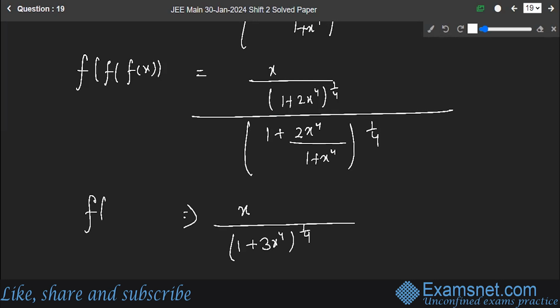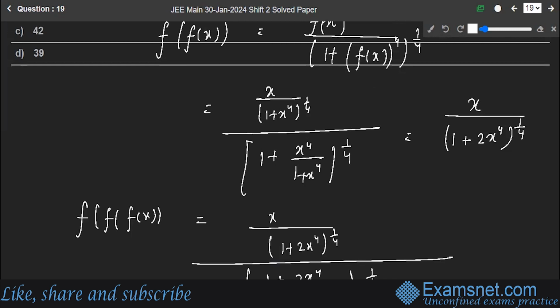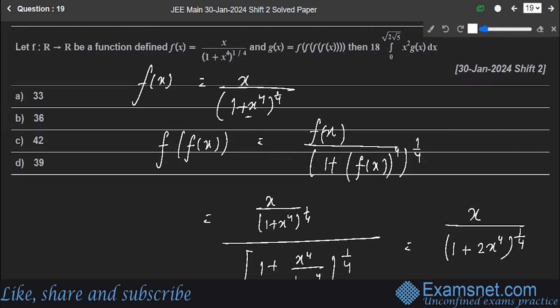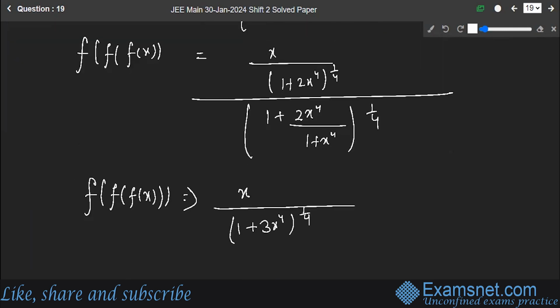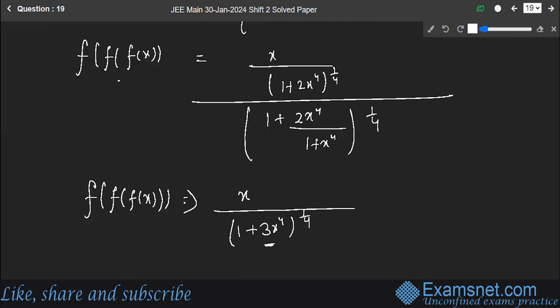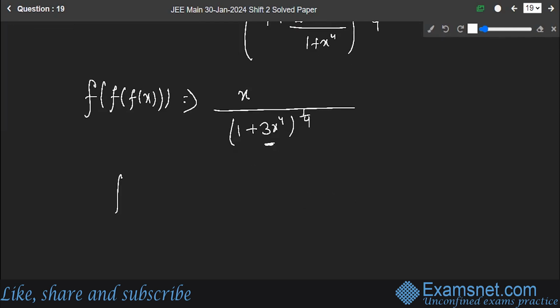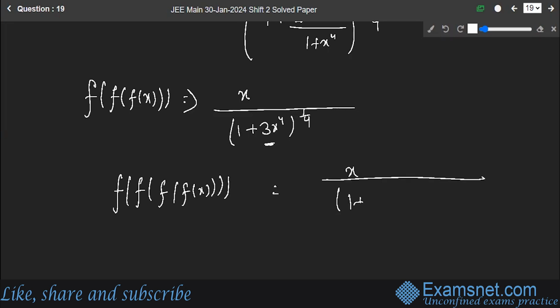Notice one thing. Yes, I hope you have noticed it. So when I did f of x, here was f of x. This was the coefficient of x in the denominator. The coefficient of x raised to power 4 was 1. When I have f of x, that means 2 times, I got a 2 over here. When I got f of x, I got a 3 over here. Similarly, you will solve f of x. This will give me x upon (1 plus 4x power 4) raised to power 1 by 4.